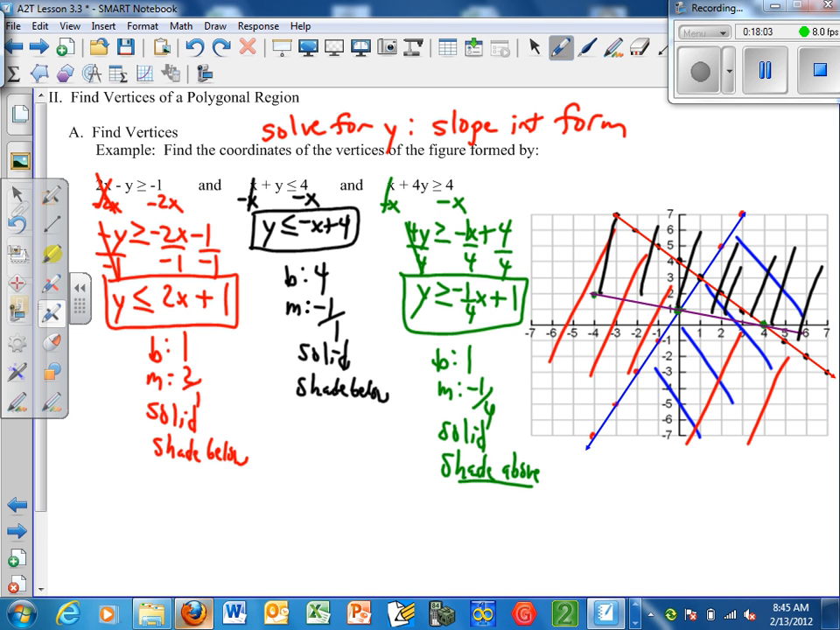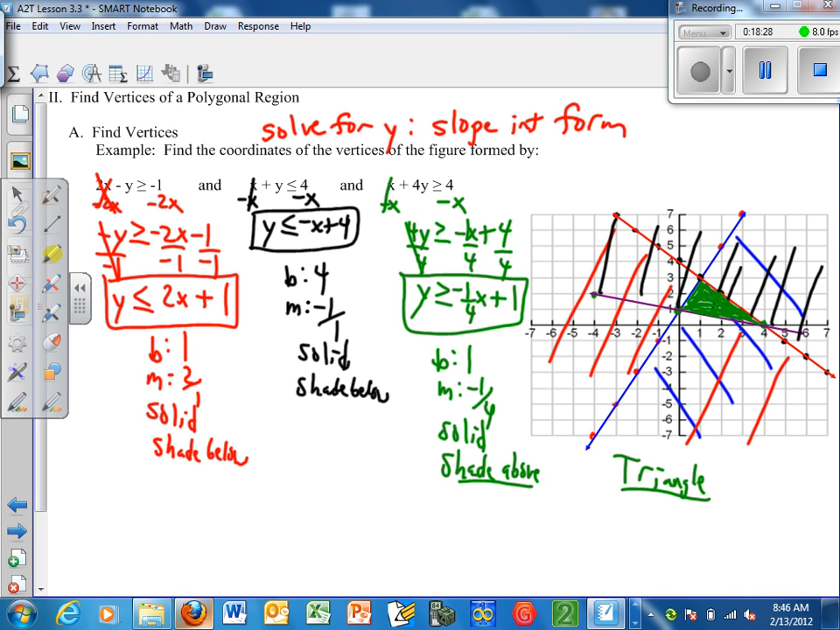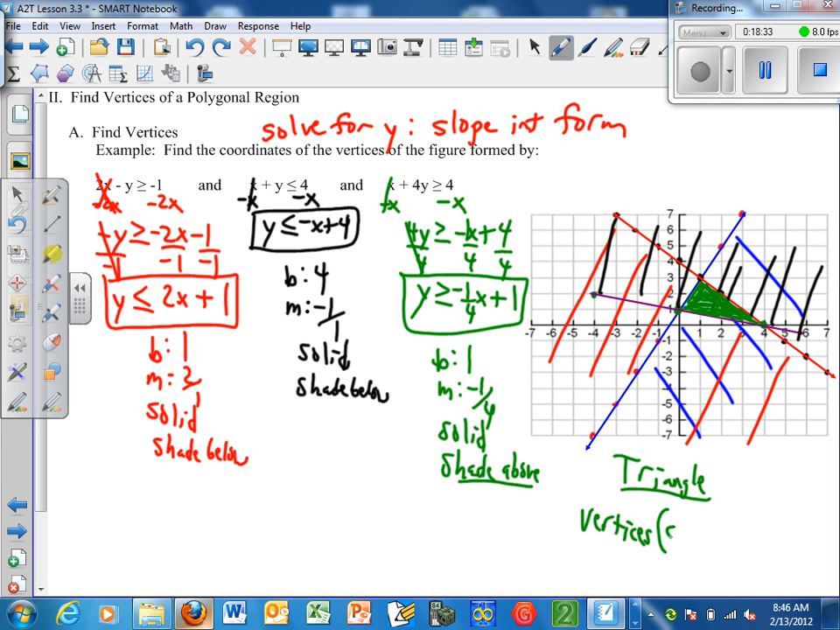So if you notice, and I'll try and draw this in green, we've enclosed the figure here. Where is everything shaded? Inside this right here. We've formed a triangle. So there's my solution for all three of these. So we've formed a triangle, so that's the shape. And we want the vertices, which means the corners. Vertices means the corners of the figure.